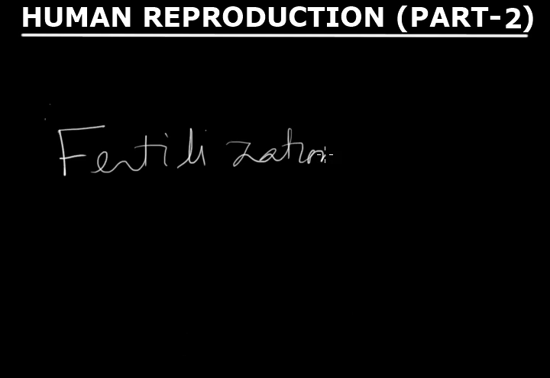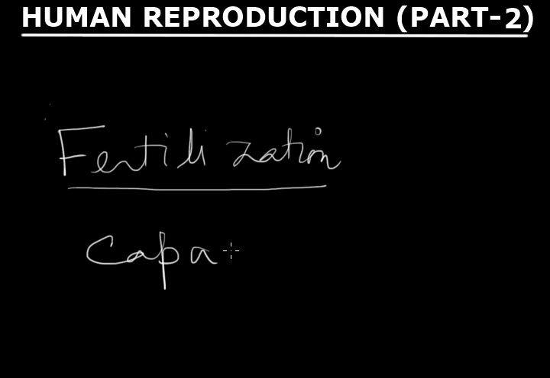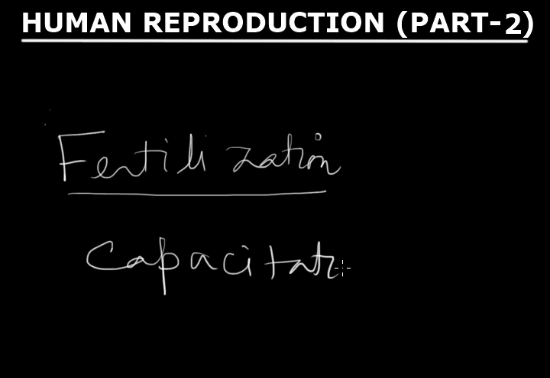Welcome to phase 2, or part 2, of human reproduction, which starts with the concept of fertilization. Fertilization simply means the fusion of the gametic pronuclei, which later involves several phases such as capacitation. The term capacitation means acquiring the capacity to fertilize an ovum.